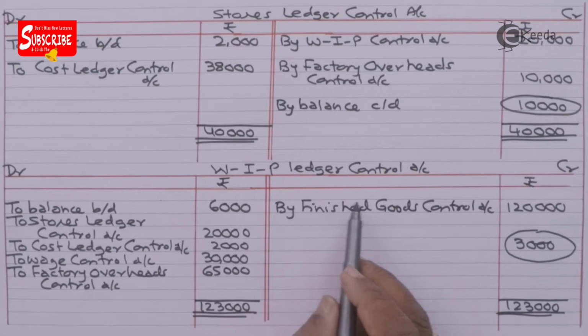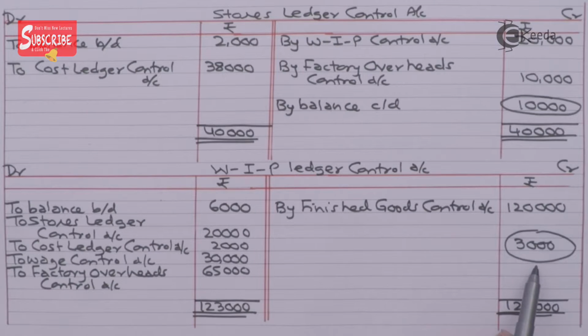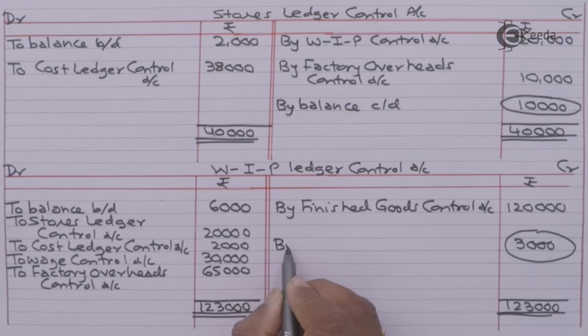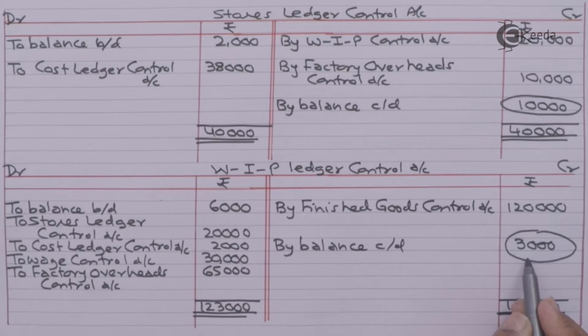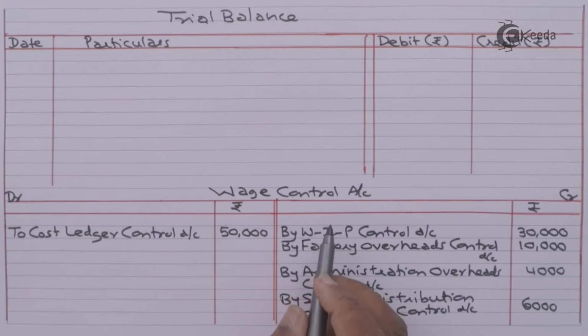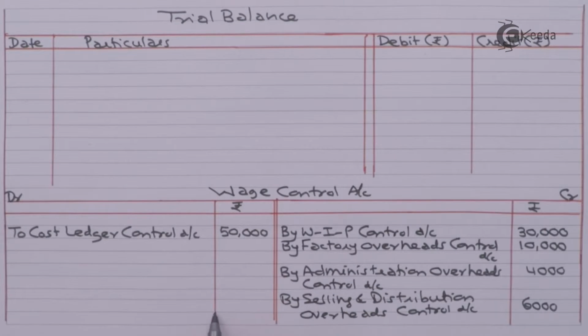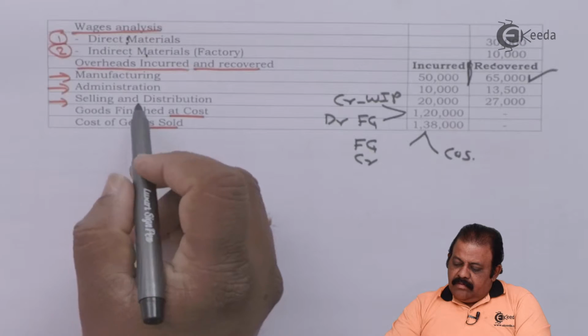Work in progress ledger control account, we are getting balancing figure on credit side. Closing balance of work in progress. This will be transferred to trial balance. Wage control account, debit is 50,000. Credit is also 50,000. It is tallying, no difference.